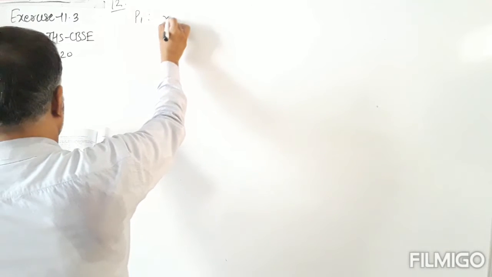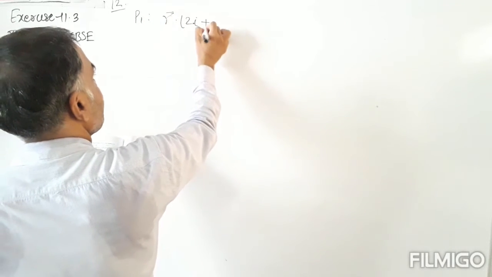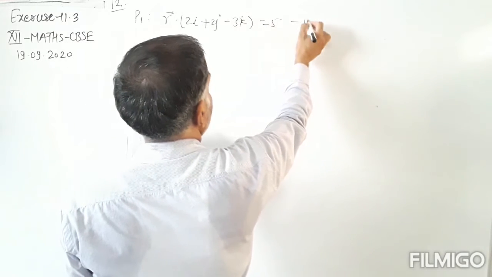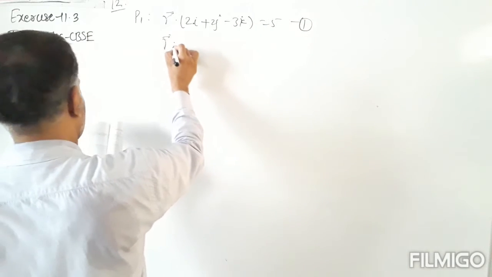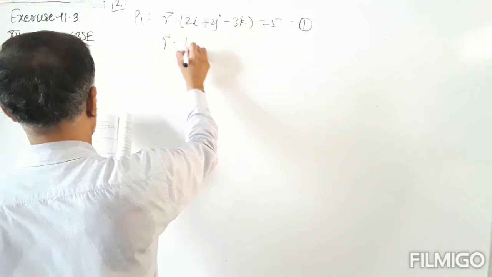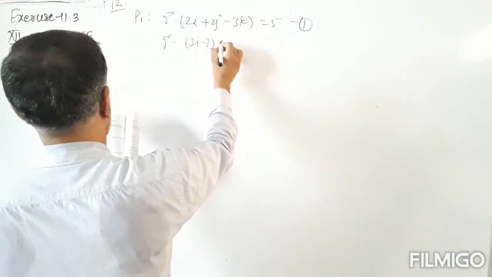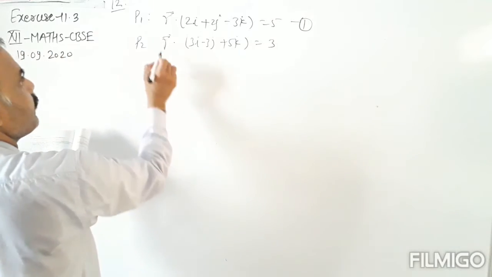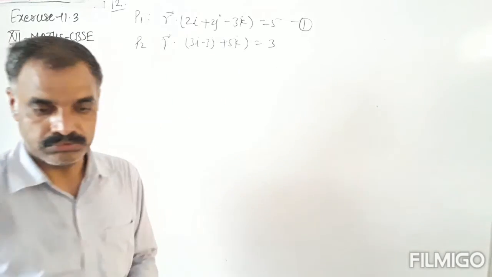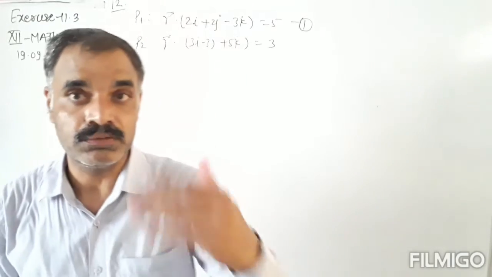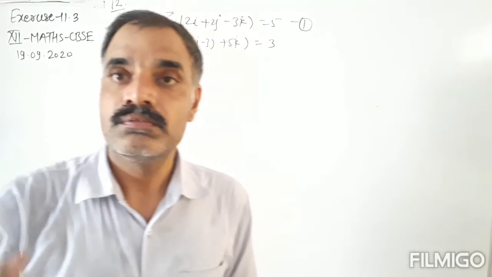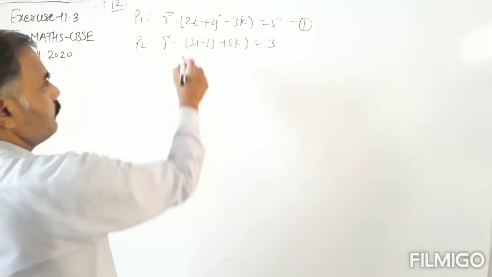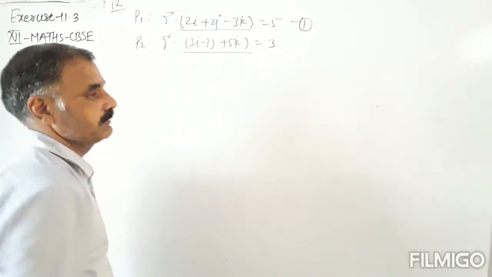The first plane is given as r vector dot (2i cap plus 2j cap minus 3k cap) equals 5, equation number 1. And r vector dot (3i minus 3j plus 5k) is equal to 3, equation number 2. So we have been given two equations of planes. We have to find the angle between these two planes.